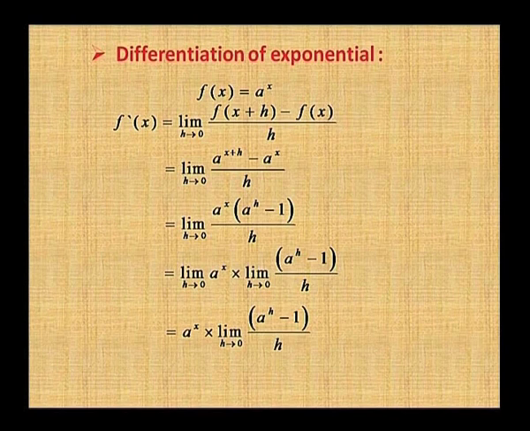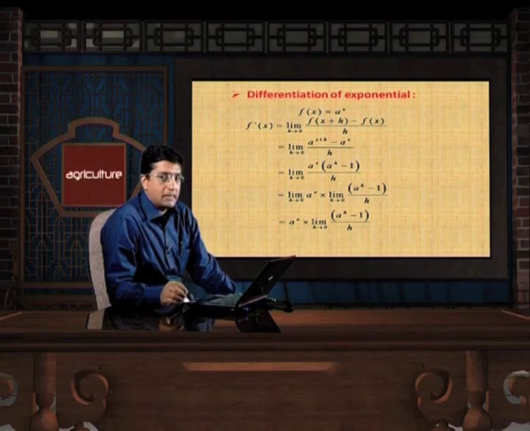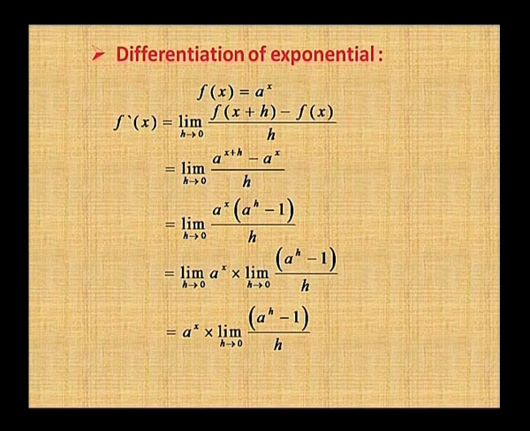Now we use the law of indices: a to the power x + h equals a to the power x times a to the power h, and we take a to the power x as a common factor: limit h tends to 0 of a to the power x times (a to the power h minus 1) upon h. Next, limit h tends to 0 of a to the power x multiplied by limit h tends to 0 of (a to the power h minus 1) upon h. A to the power x stays outside because there is no h in the first term, so we get a to the power x multiplied by limit h tends to 0 of (a to the power h minus 1) upon h.